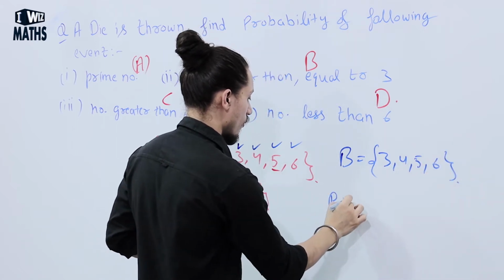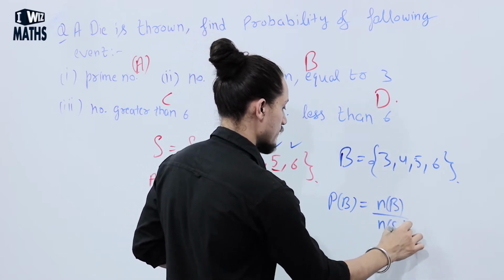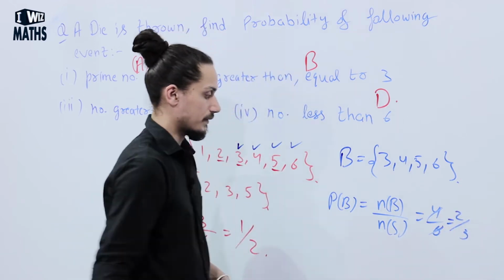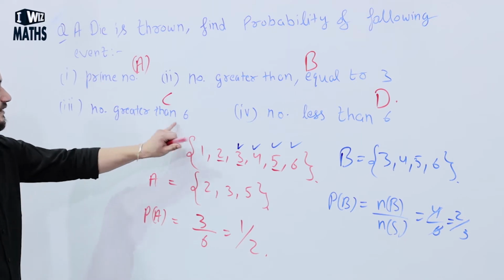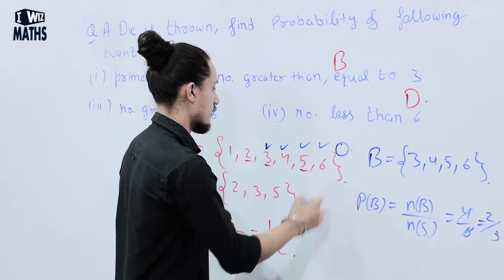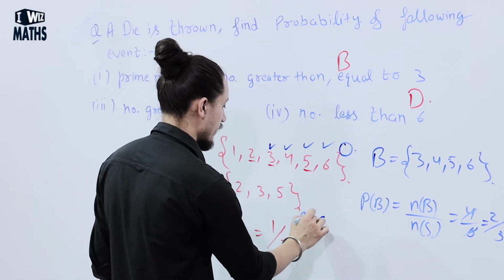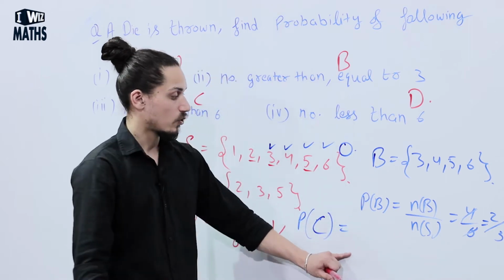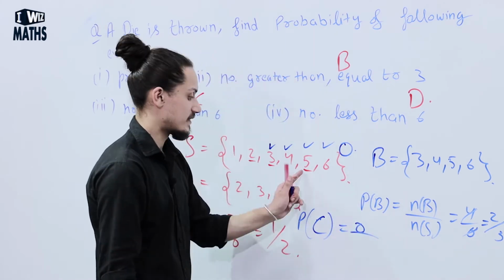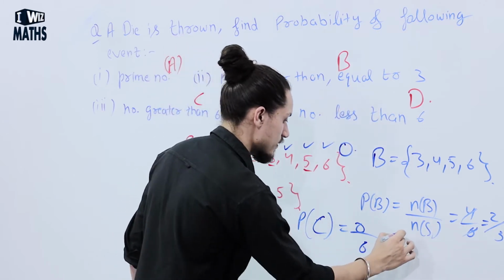So probability of B will be equal to number of elements in B divided by number of elements in sample space, which is equal to 4 upon 6, which is equal to 2 upon 3. Third event is number greater than 6. अब 6 से कितने बड़े हैं यहाँ पे? 0 नंबर्स हैं यहाँ पे 6 से बड़े. So probability of event C will be equal to number of elements in event C. कितने elements हैं? 0 divided by number of elements in sample space, which is 6. So probability of event C is 0.